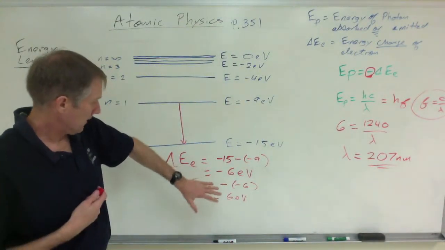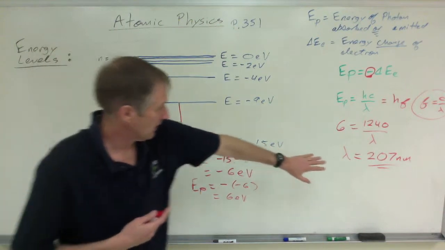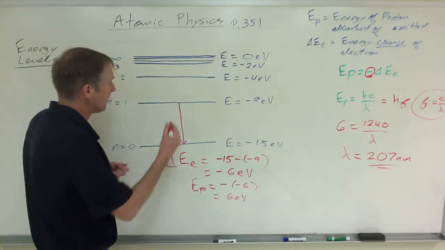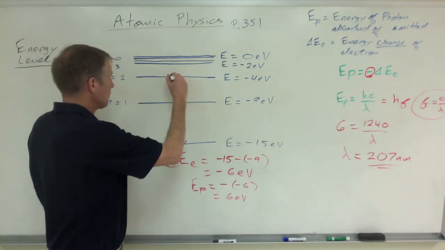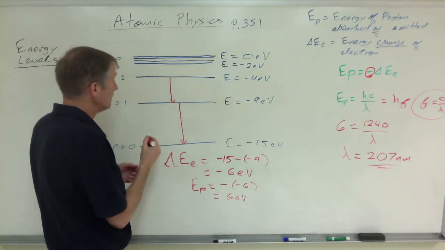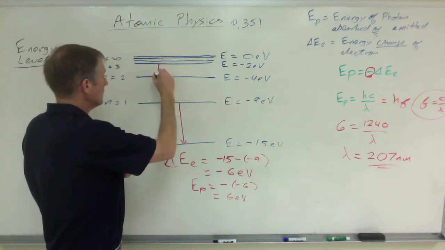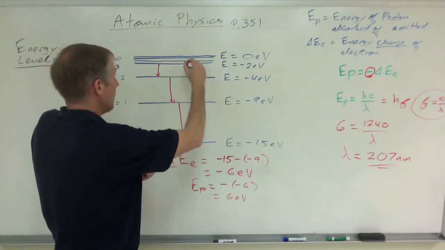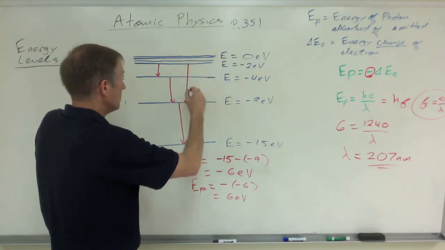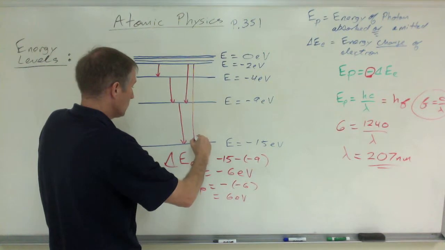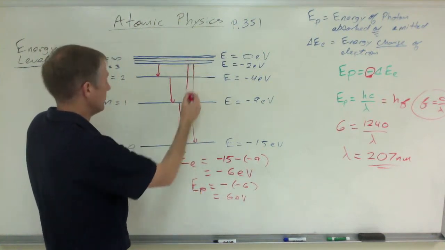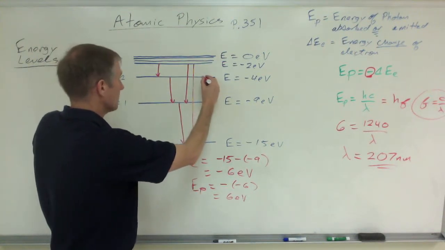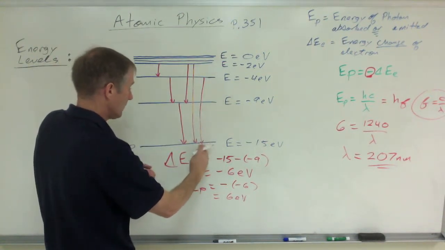All right, we are back. So we just calculated the wavelength going from n equal to 1 to n equal to 0. But you could also have a drop from n equal to 2 to n equal to 1, from n equal to 3 to n equal to 2. What other possibilities? Well, you could have n equal to 3 down to n equal to 1, excuse me, n equal to 3 down to n equal to 0. I mean, these are all possible, okay?